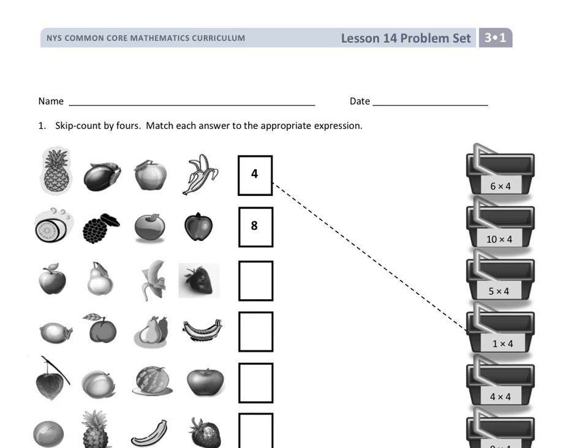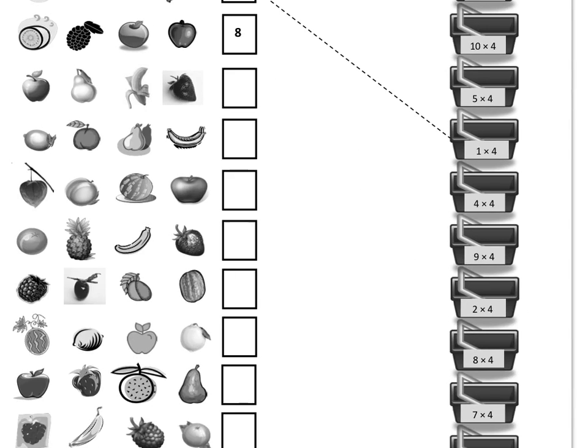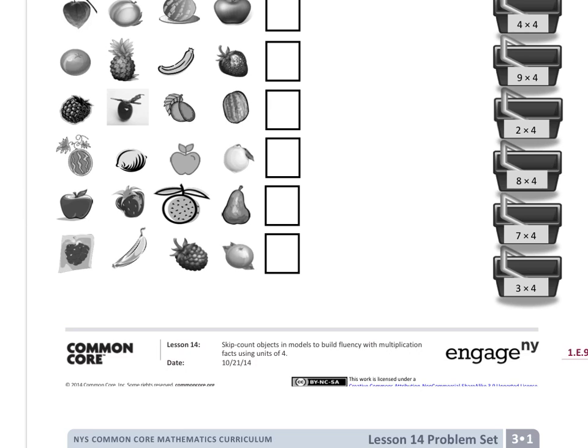Alright, let's get started on the Lesson 14 problem set today. It is all about skip counting objects in models to build fluency with multiplication facts using units of 4. So, we talked about division for a little bit, and now we're going to bounce back to multiplication with units of 4 this time.